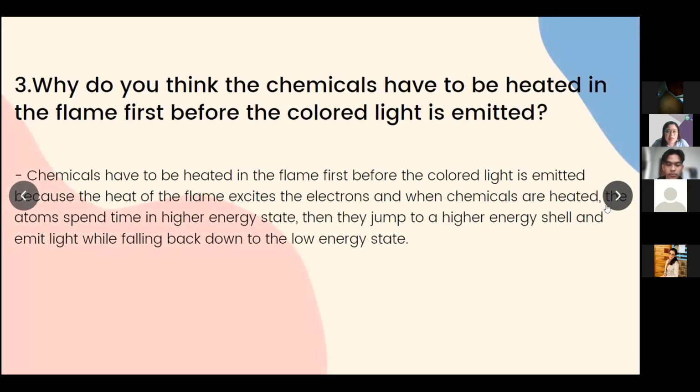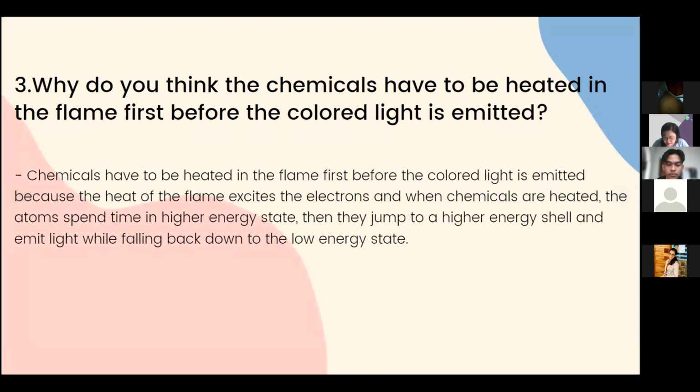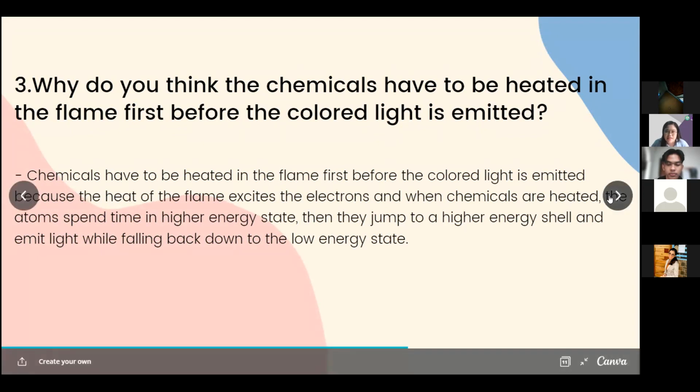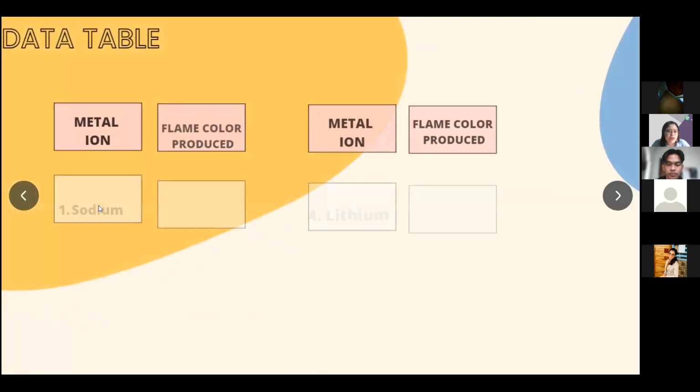Okay, why do you think the chemicals have to be heated in the flame first before the colored light is emitted? So this one is being answered a while ago. We have to heat first so that to give the energy to the electrons para may ma-absorb sila na energy, and that mag-jump sila into a higher energy state. So para pagbalik nila dun sa ground state, ayun, mare-release na nila ang color.